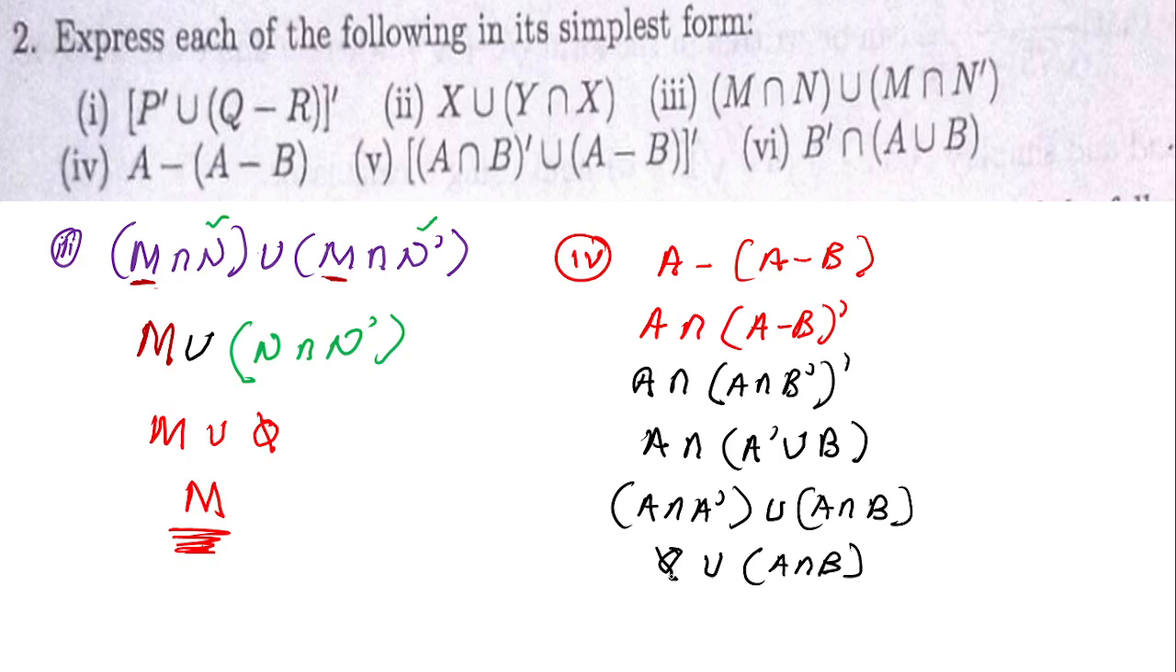So once you know in an empty set union any given set, the answer is that given set. So in this particular case, the answer is A intersection B. So this is the solution for this particular question. Okay, so with this being found, we can go to the next question.